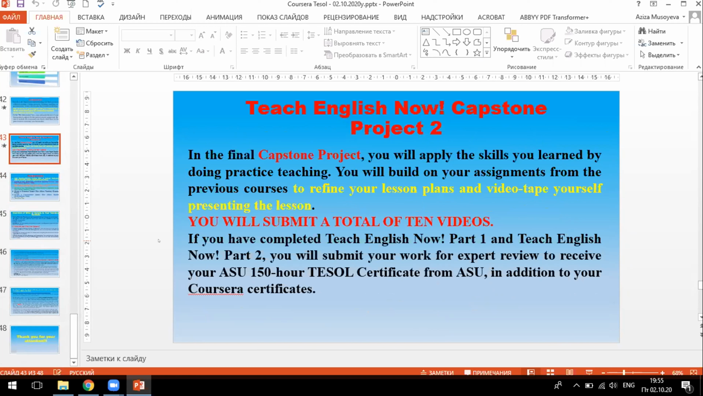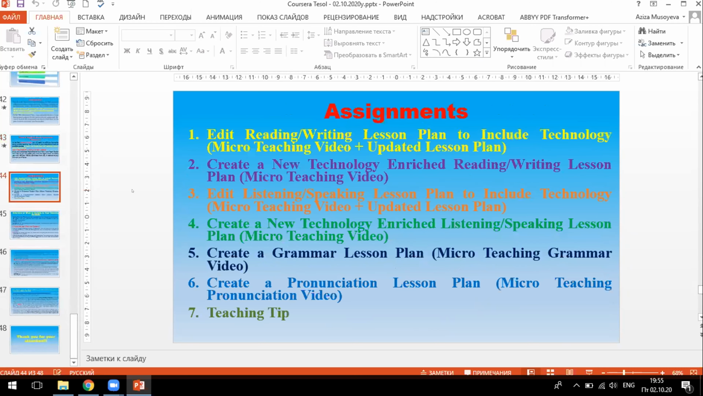Okay, so in the last, capstone project 2, they ask you to do some things in order to get the 150-hour TESOL certificate from us. So what do you need to do? Not many, but some assignments that you may have already done. For example, they ask you to edit the reading writing lesson plan. If you remember, you already did one reading writing lesson plan for your course number 5, yes?